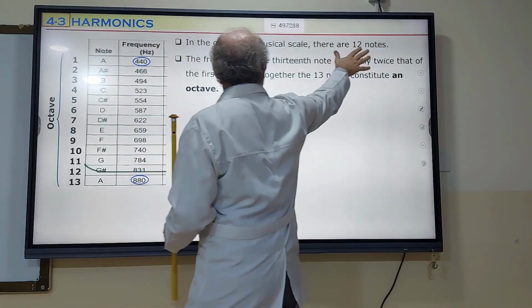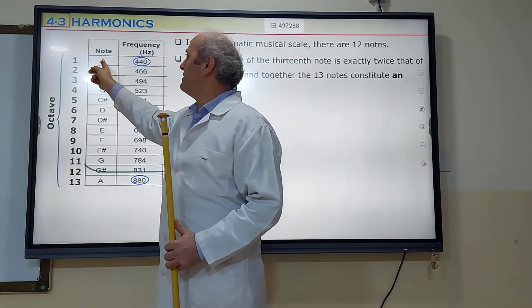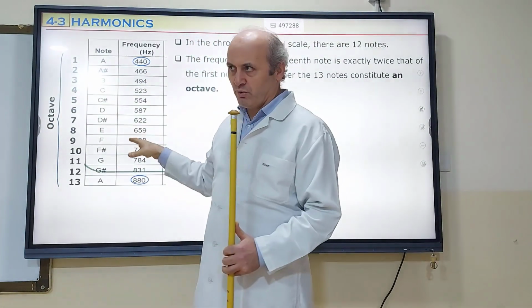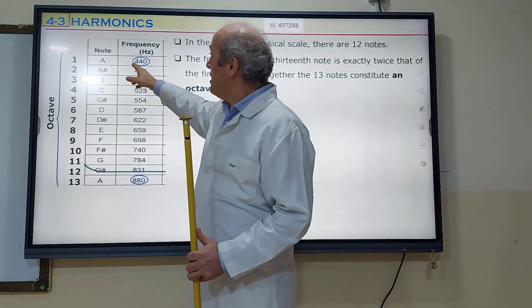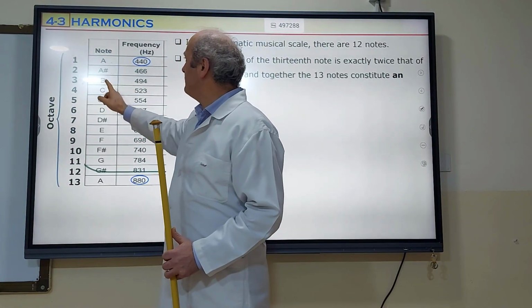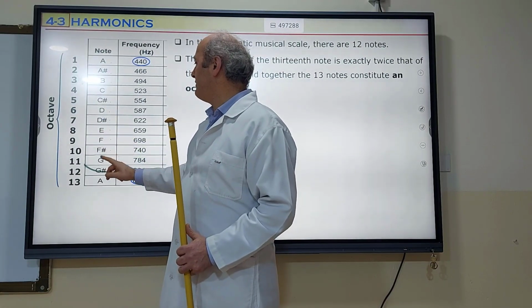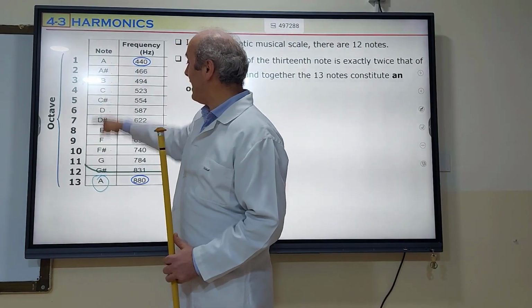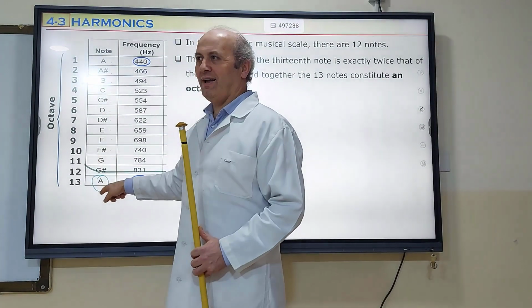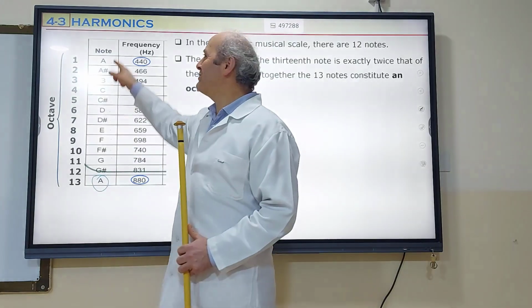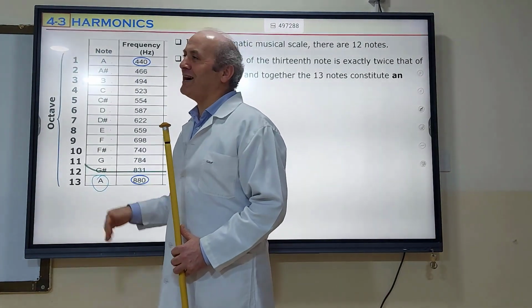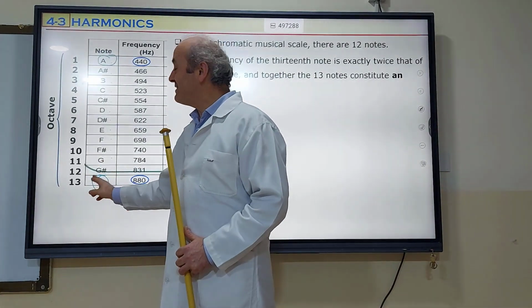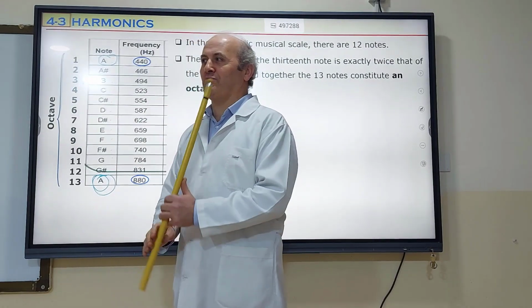In the chromatic musical scale, there are 12 notes. All notes have different frequencies. These frequency values, this table, are not in the book, I put it in here just for explanation. There are 12 notes. 1, 2, 3, 4, 5, 6, 7, 8, 9, 10, 11, 12. 13 notes. As you see, again, the same note. Do and do. But those belong to other harmonics. This is the first harmonic do. This is the second harmonic do, the first overtone do. Look at this.